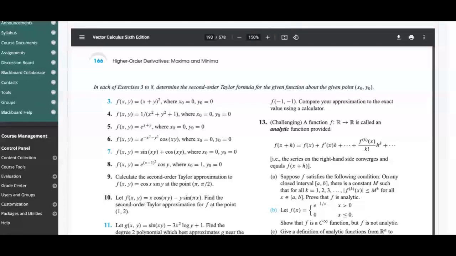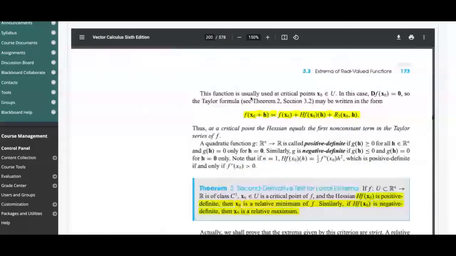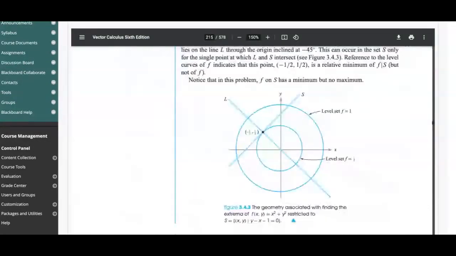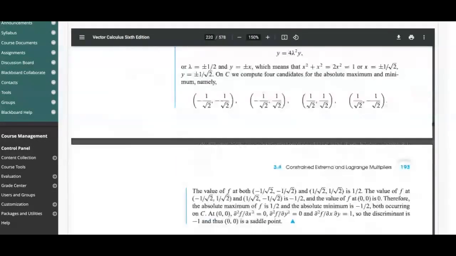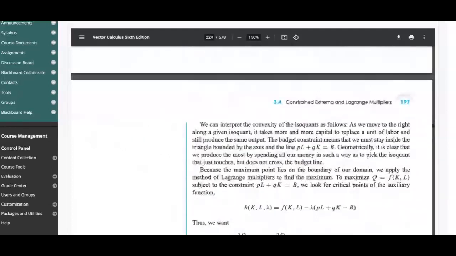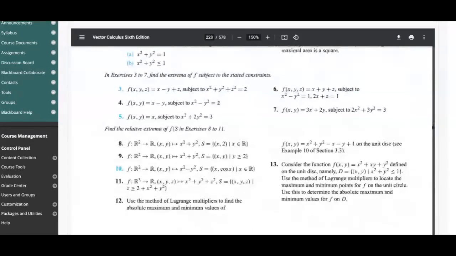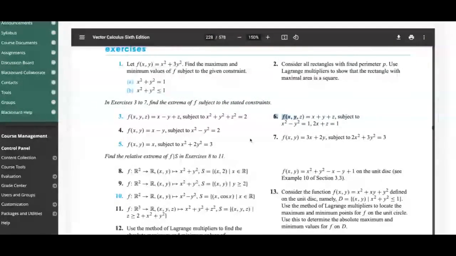Actually, I have another question if possible. Yeah, go ahead. Sorry, give me 1 second. It's section 3.4, but I don't know what page it is now. Which number? That's section 3.4 with example 6. Example 6, not homework.